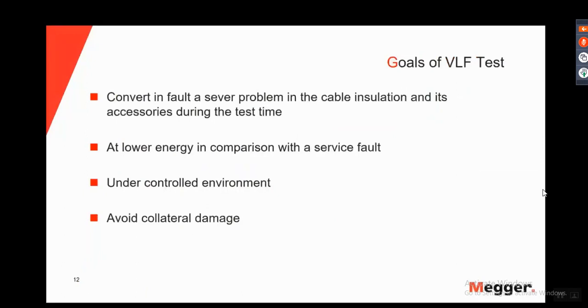The goal of the VLF test is to convert into a fault a severe problem in the cable insulation and its accessories during the test time, in comparison with a service fault. So this is very important. And we will do this in a controlled environment, and we will avoid, of course, collateral damage.